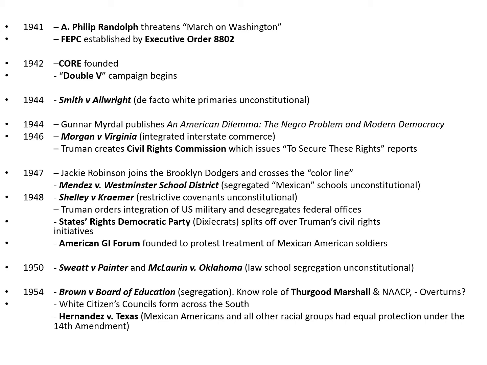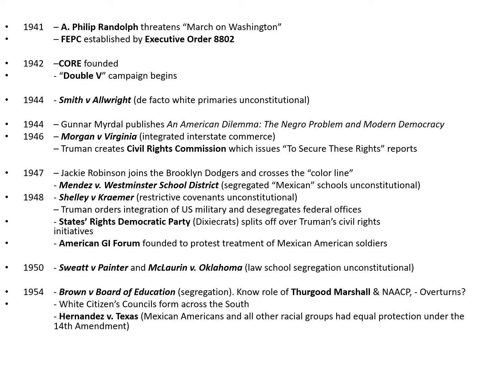And then the big one, the most important one on this slide probably, is Brown v. Board of Education. And this ends segregation in schools. Thurgood Marshall had been a lawyer, a member of the NAACP, and is the first African American on the Supreme Court. And he's on the Supreme Court for Brown v. Board of Education. And this overturns in large part Plessy v. Ferguson. You then see a backlash by the whites throughout the country.